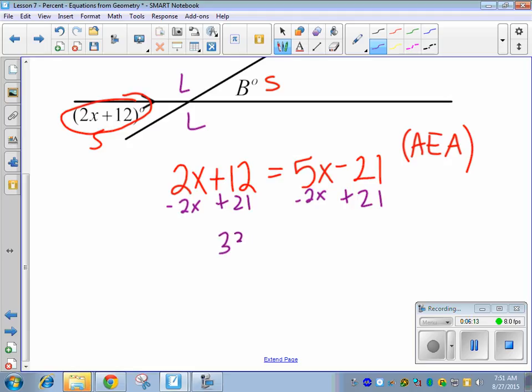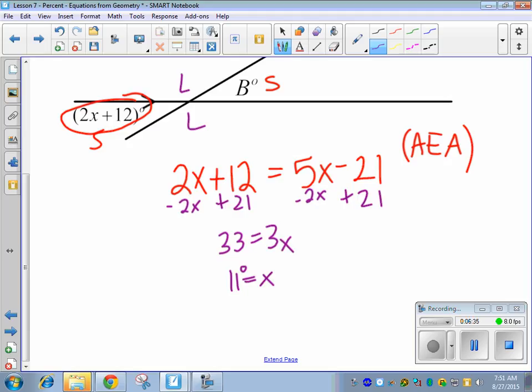So I have 33 equals 3x. And I'm going to divide both sides by 3. So x is equal to 11. That does not mean that the angle is actually 11 degrees. Okay, x is 11. How could I find the actual angle measurement?